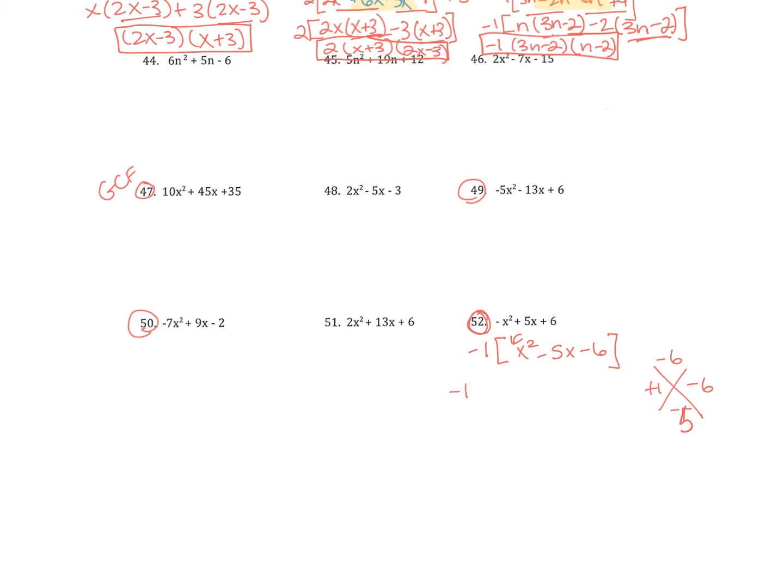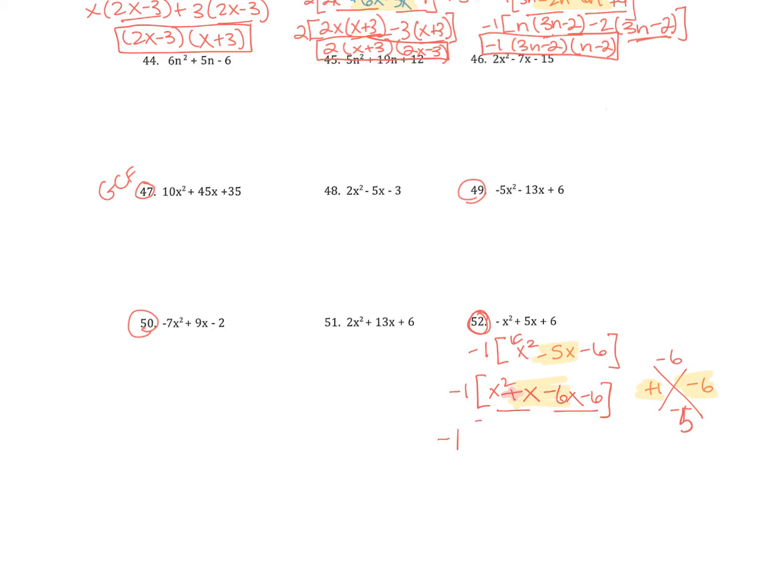I have my -1 in front, and then inside I'm going to keep my x squared, I'm going to keep my -6, but again, I'm going to rewrite my -5 using my two numbers from the side, and I can put them into my problem in any order. So I'm going to do my +1x, or plus x minus 6x. So here we go. I'm going to underline the first two and the last two.